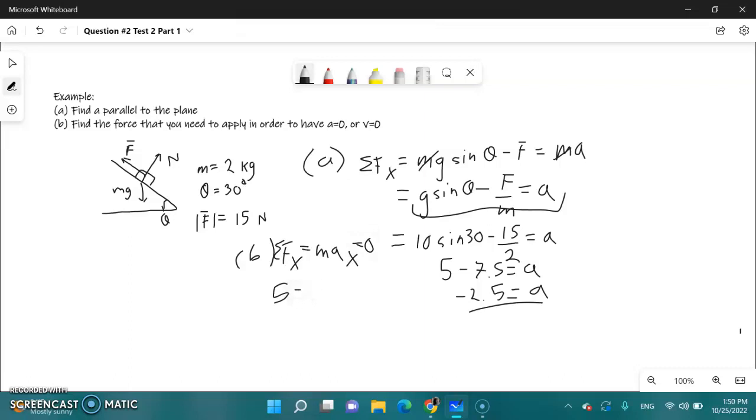So we have 5 minus 7.5 again, plus a force that would cause it to be 0. So we would have negative 2.5 again, plus that force that would cause it to be 0. And then that force would just have to be opposite, so it would be 2.5. And that would be 2.5 newtons applied for you to have an acceleration of 0.